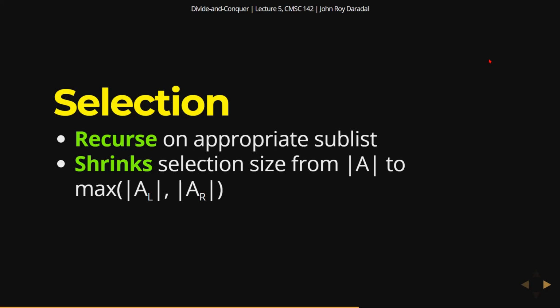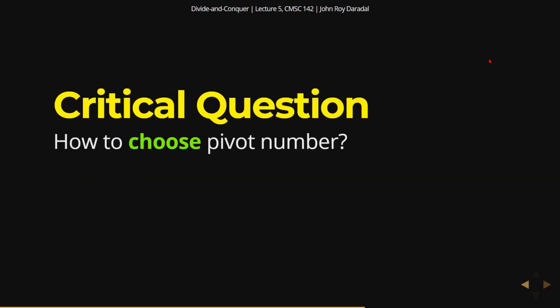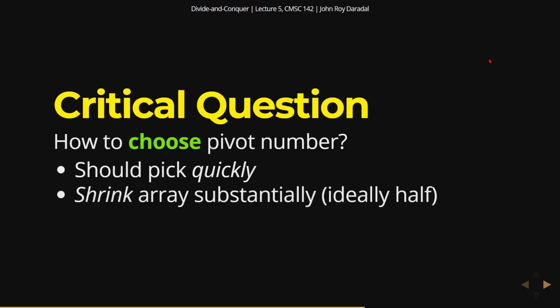So you're practically reducing the size of the input array each time. Now, the critical question in this algorithm is how do you choose the pivot number? Because it should be picked quickly, because if you're doing too much for the pivot number, then it would just offset whatever speed gains that you get from the cleverness of the algorithm, right? So you should be able to pick the pivot number quickly and not think about it too much. And it should also shrink the array substantially, ideally in half, but we could accept something close to it.